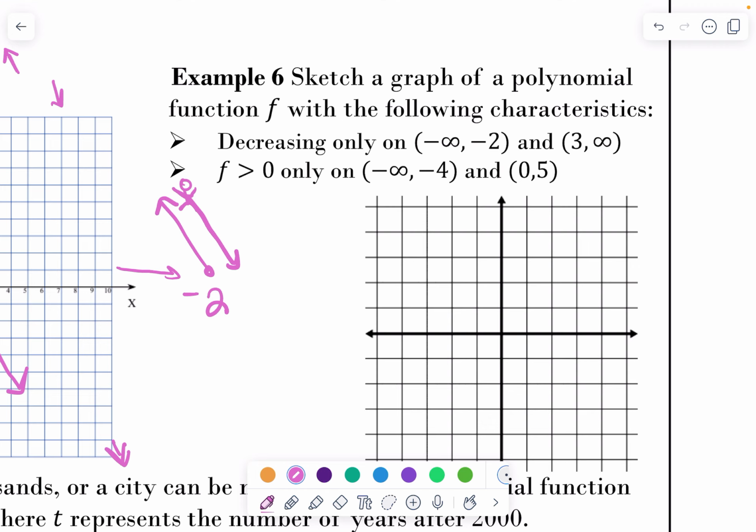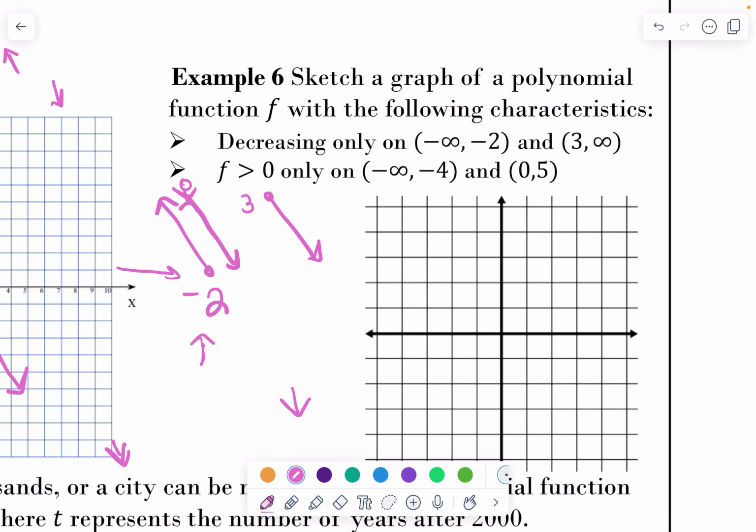But I'm also decreasing on my function from 3 this way. And with that being said, I know my end behavior of this function is going to look like this. I'm going to have end behavior here and here. And if it's saying that f is greater than 0 only on negative infinity to negative 4, and then 0 to 5, I know I'm going to be below my x-axis elsewhere, because f is going to be greater than 0 only there.